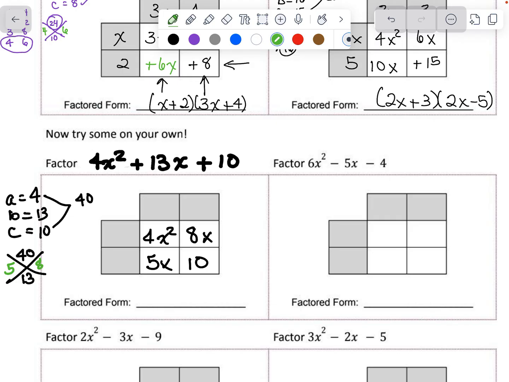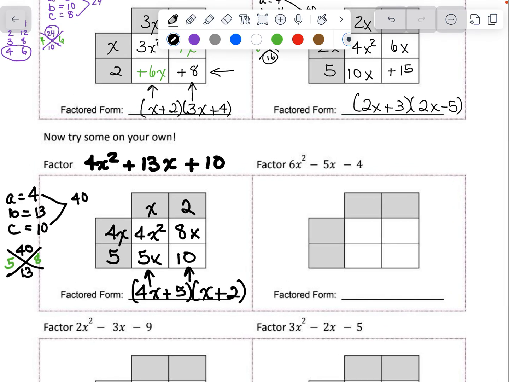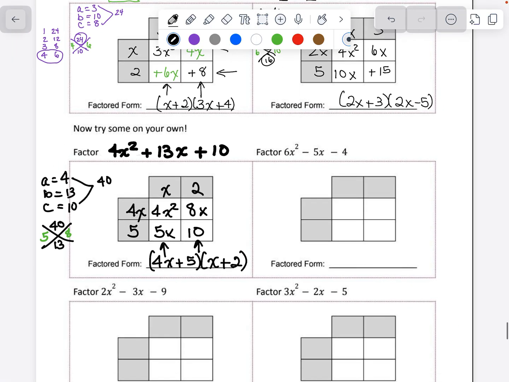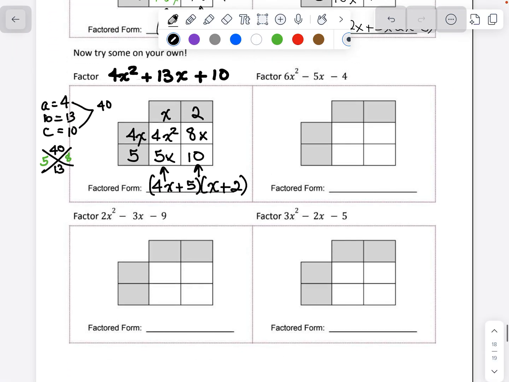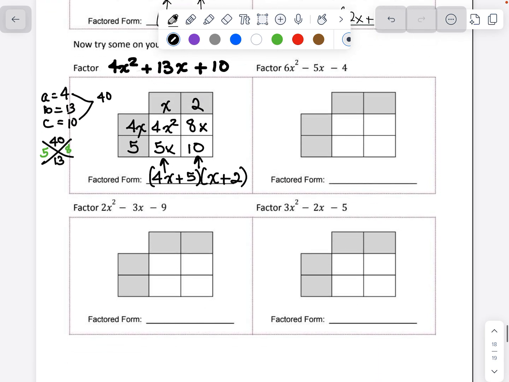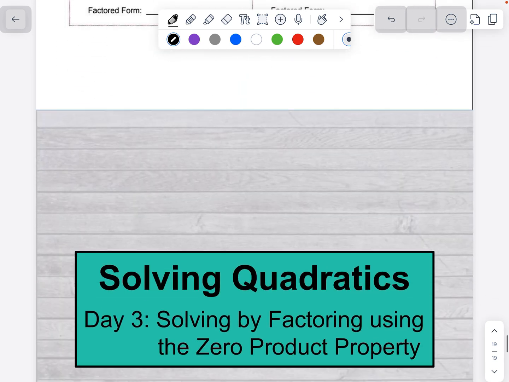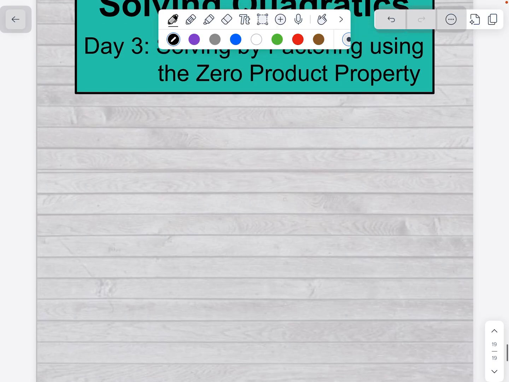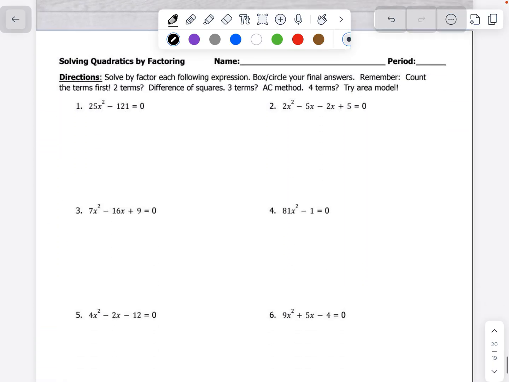And then I factor. What do they have in common? These share a 4x and a 5, and these share an x, and these share a 2. So that gives me 4x plus 5 times x plus 2. And that is how you factor when your leading coefficient is not 1. You've got 3 more that you can try to do on your own. And then we'll move into the review.